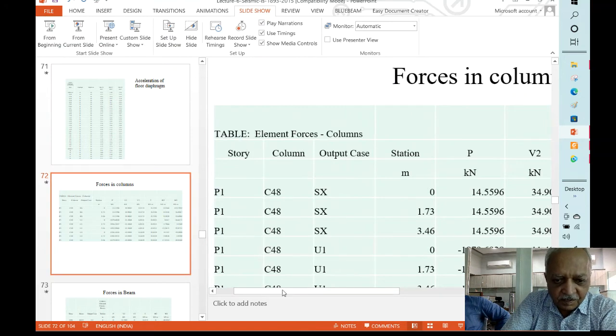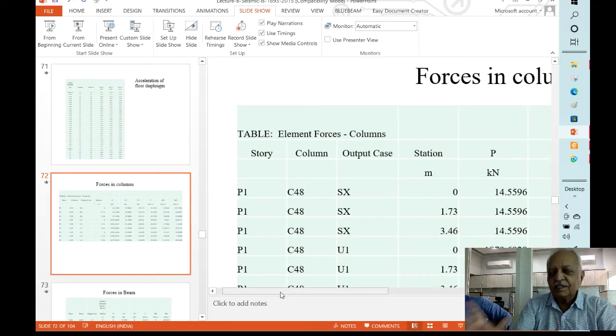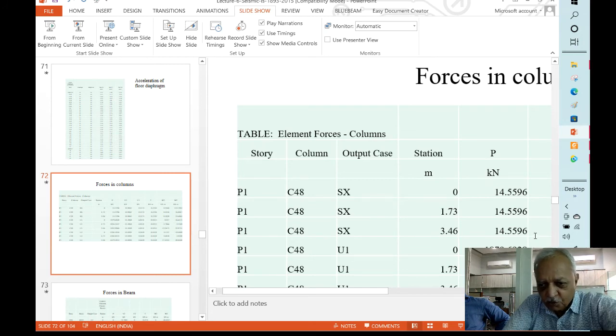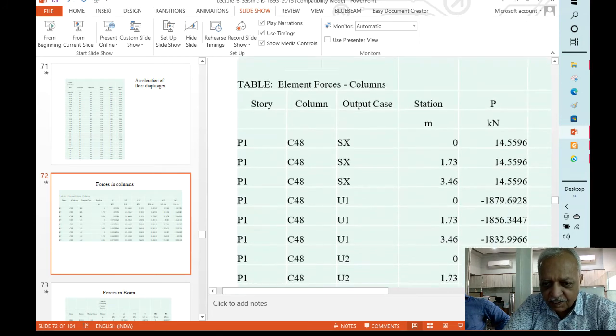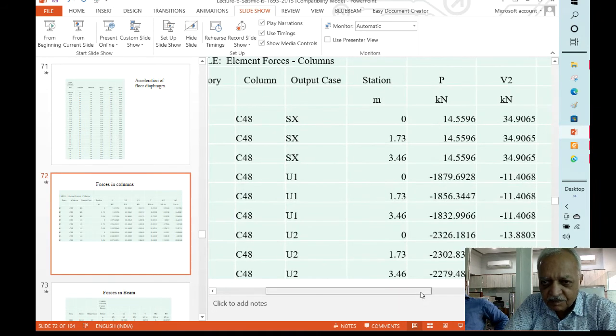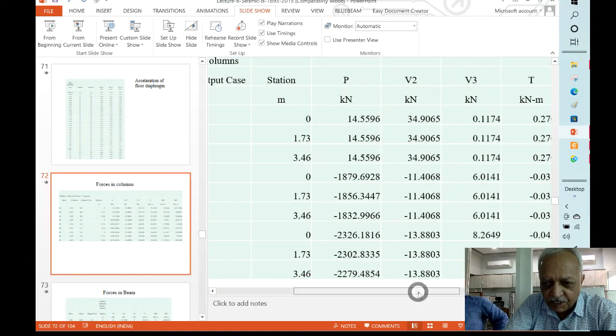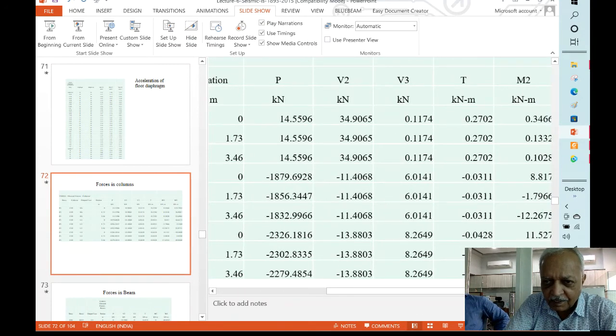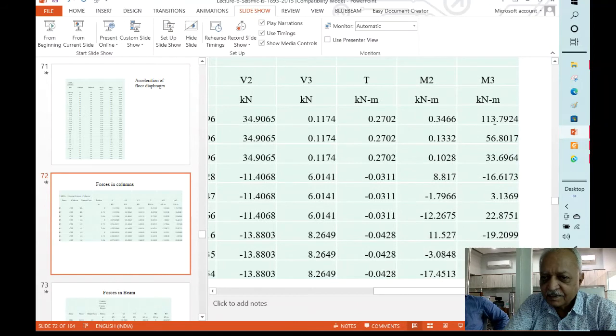Okay. The code also, you already defined these elements as columns, other elements as beams and so on. So the code gives you a table of forces under different conditions. So you have got some column, then output case, whether case U1, U2, U3, all these different cases are considered, and for each of that it is giving you the axial force, the shear force in X direction, shear force in Y direction, torsion, and the moments, and so on and so forth. So this simple table is prepared.